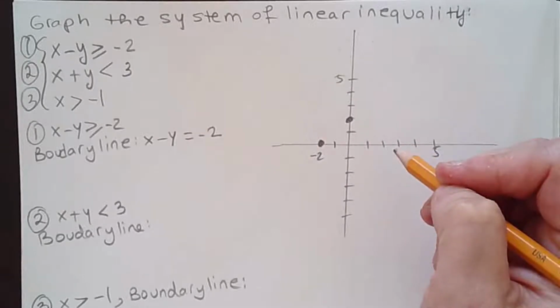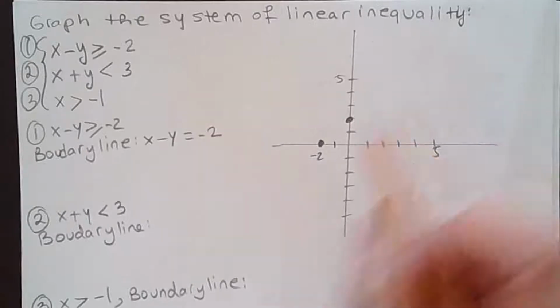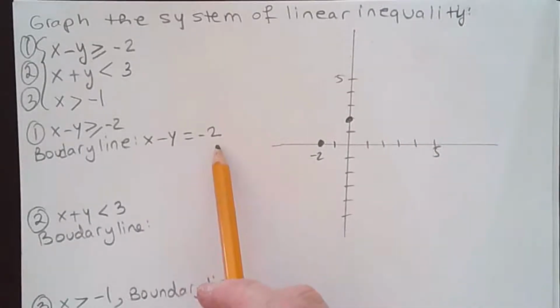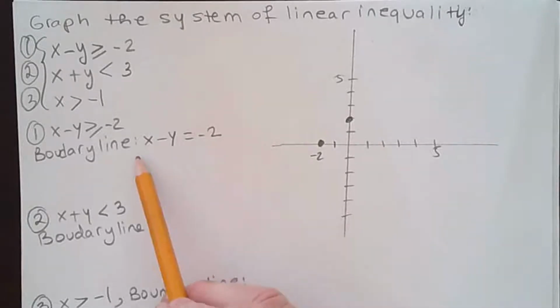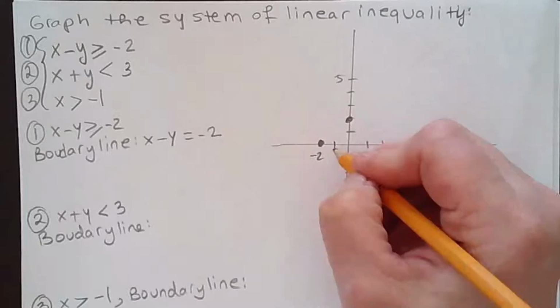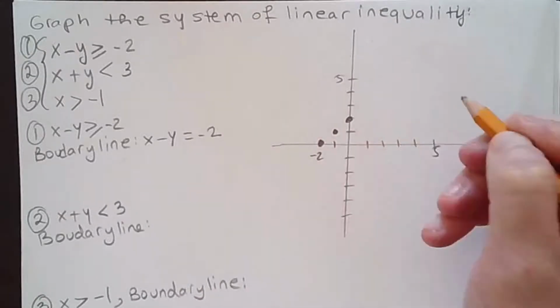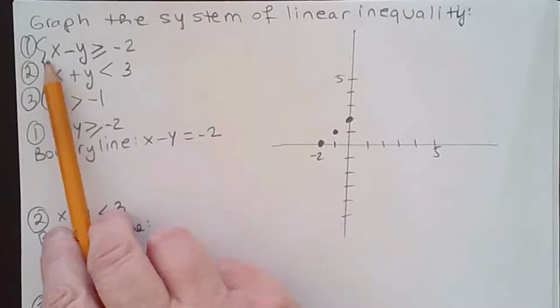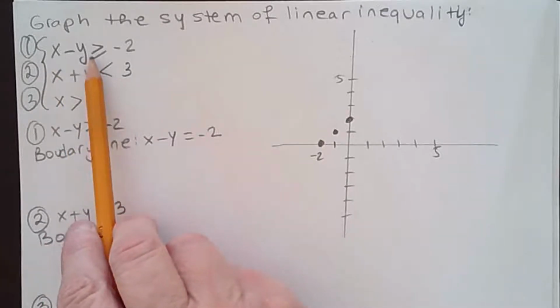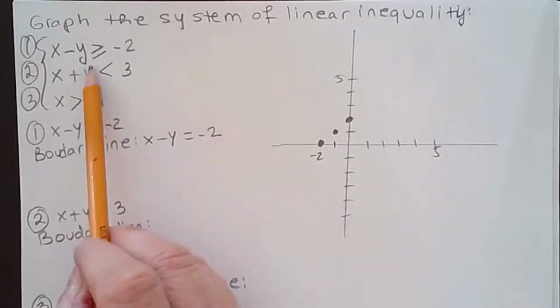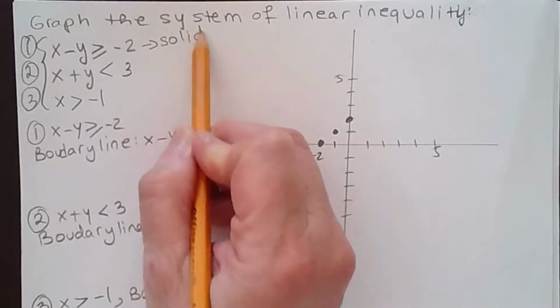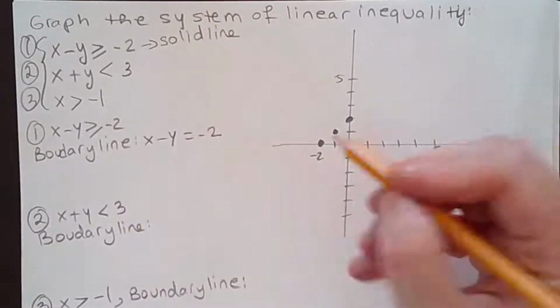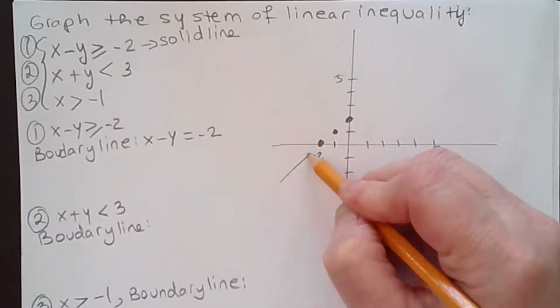If you want to choose x is -1, so that becomes y is 1. You can see -1 minus 1, that's -2. So there you have the point right there. Now this is the first inequality. It's greater or equal, so the line is a solid line. The line is included in the solution, so we need to draw a solid line.